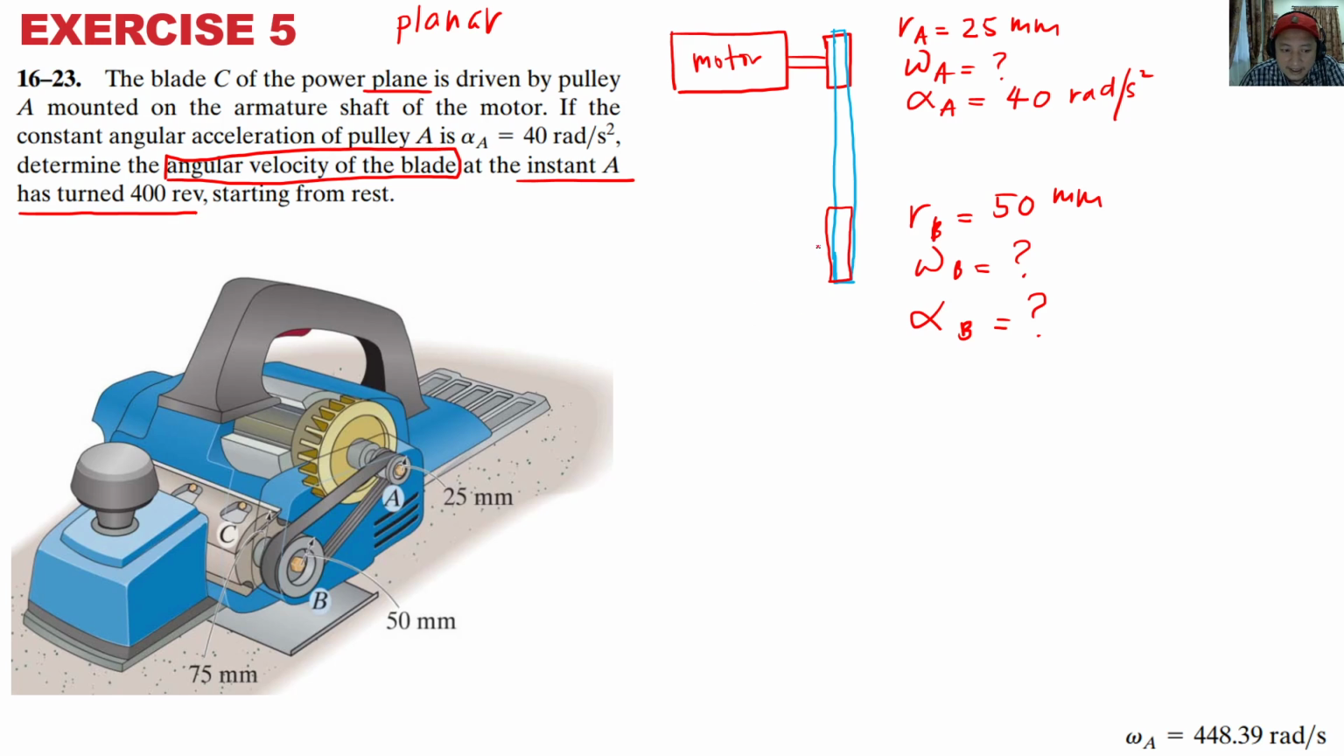Okay. The blade is located on this shaft, and now you have the blades. Okay. So it's direct coupling. The blade's radius is, this is C. This is A. This is B. RC is 75.